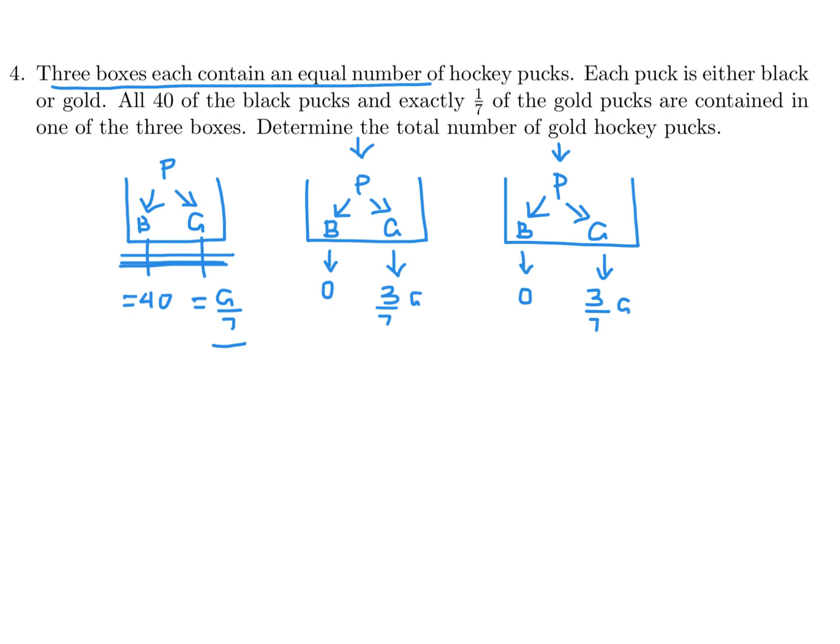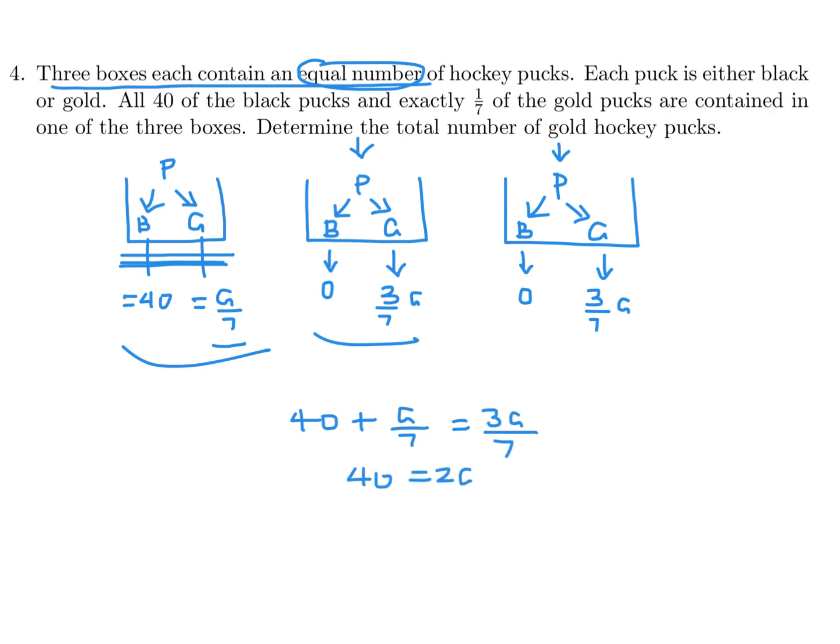And now we are told that because they're equal, this is equal to this. So 40 plus g over 7 is equal to 3g over 7. If you do this math here, we get 2g over 7 equals 40. And therefore, if you figure that out, it would be 280 divided by 2, 140. So g would be 140. And I think that's what they wanted. So there you go. The total number of gold hockey pucks is 140.